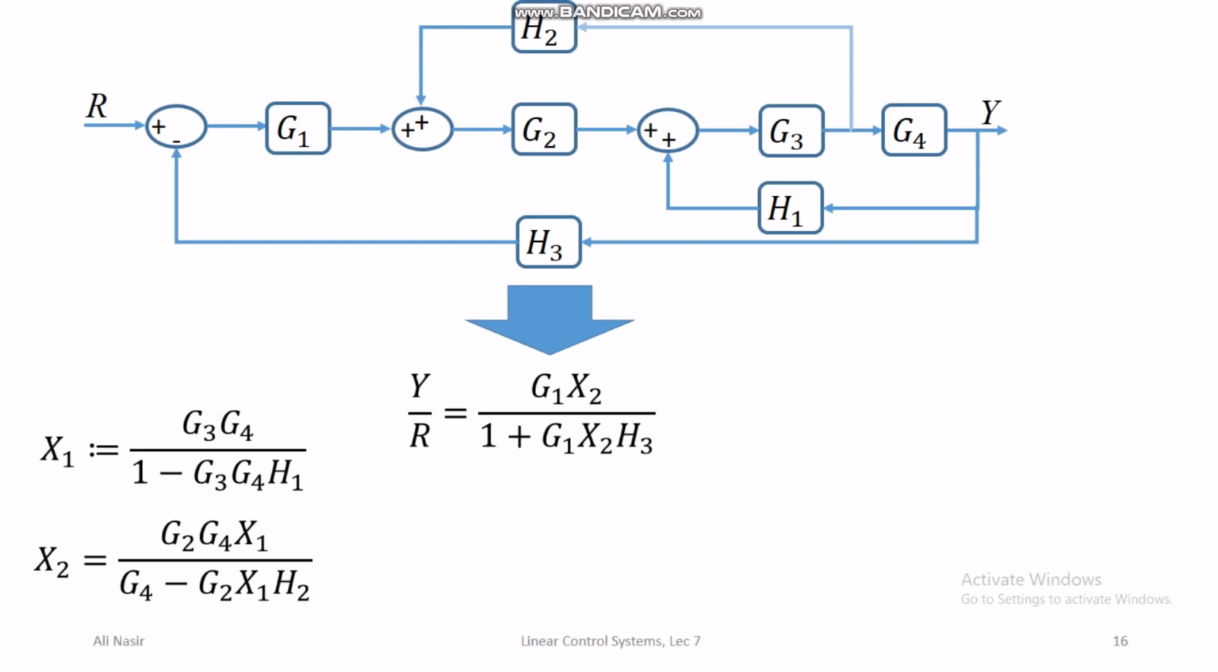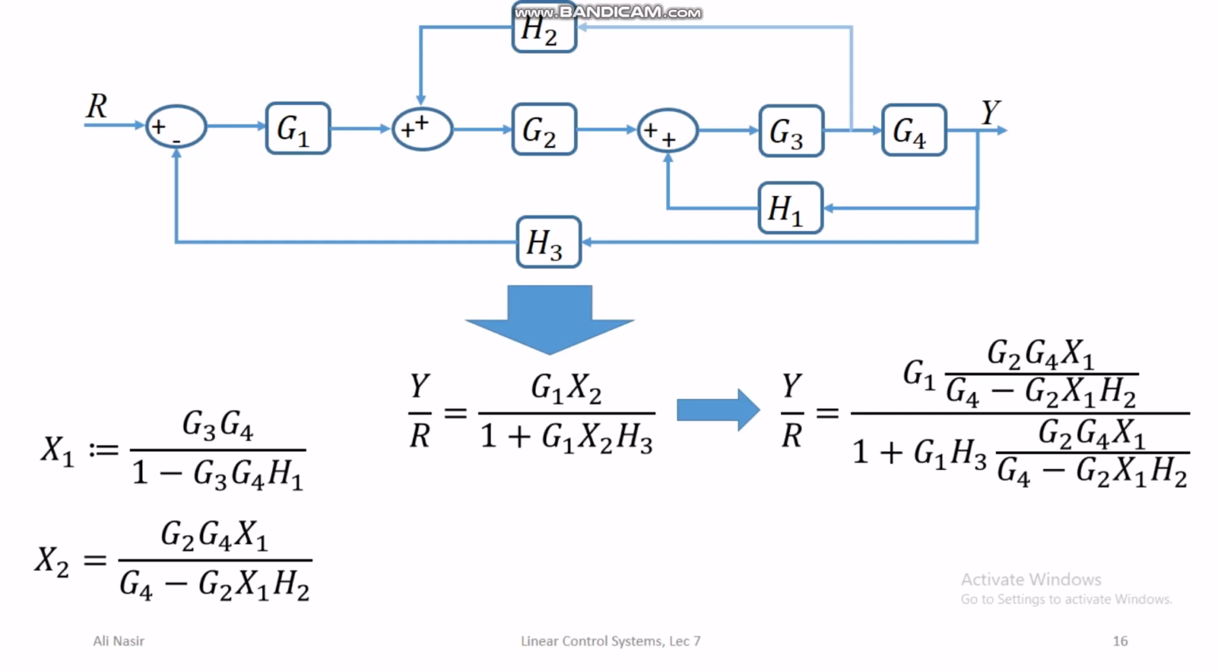So next what we do is we substitute the value of x2 in the transfer function. Notice that x2 appears at two places in the transfer function of y over r. It appears in the numerator and it appears once in the denominator. So if we substitute on both places, then we get this kind of expression. Although this is a fairly messy expression, you can notice that the term in the numerator and the term in the denominator has a common entity, which is g4 minus g2 x1 h2.